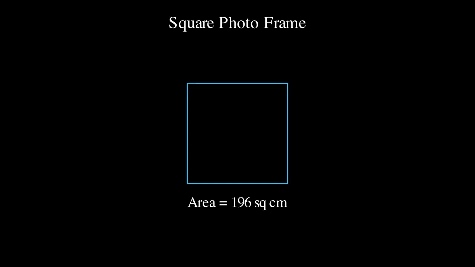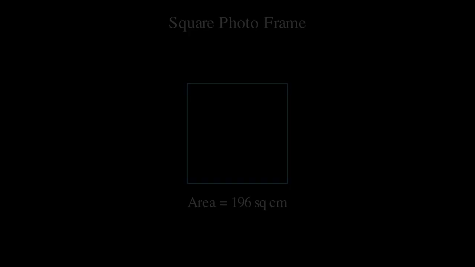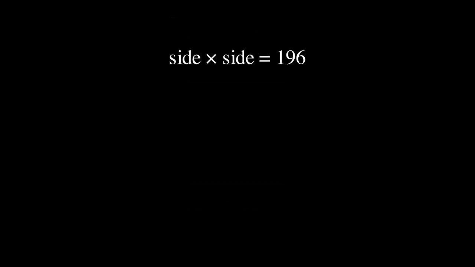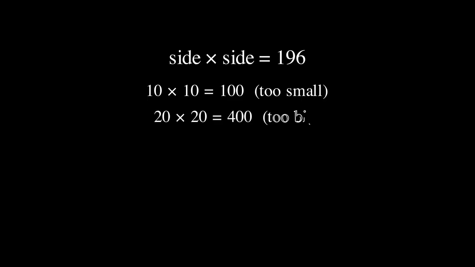A square photo frame has an area of 196 square centimeters. Find the length of each side. We need the number that multiplied by itself gives 196. Let's narrow the search using nearby round numbers first. 10 times 10 is 100, too small. 20 times 20 is 400, too big.